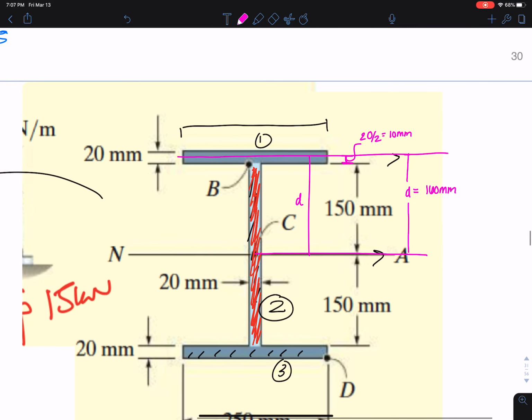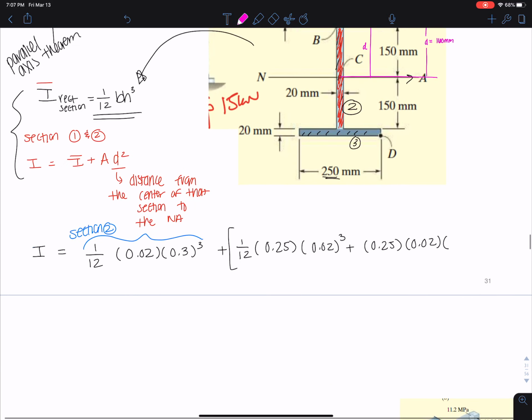This is 150, so D from here to here is equal to 160 millimeters. Okay, pretty simple. So here I'm going to put in 160 millimeters or 0.16 meters, and then I'm just squaring that.